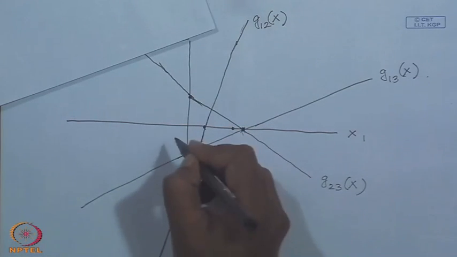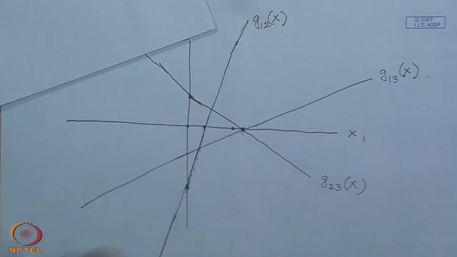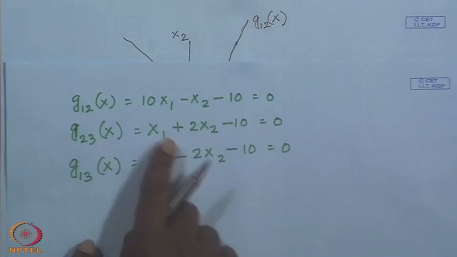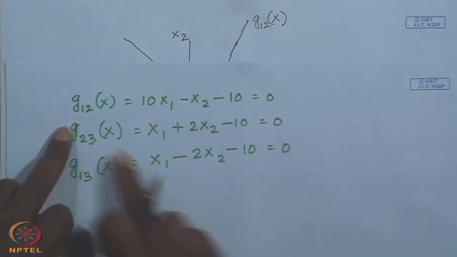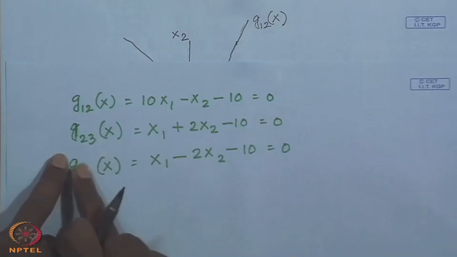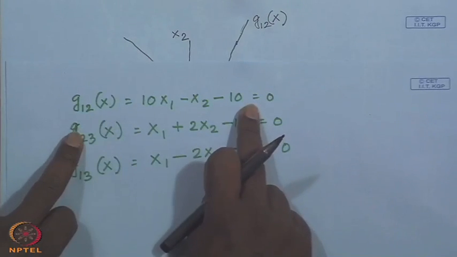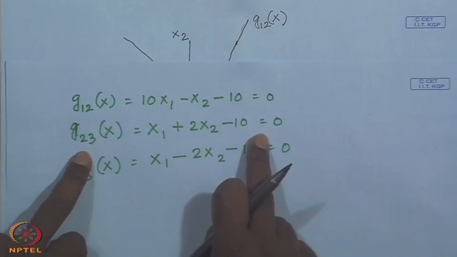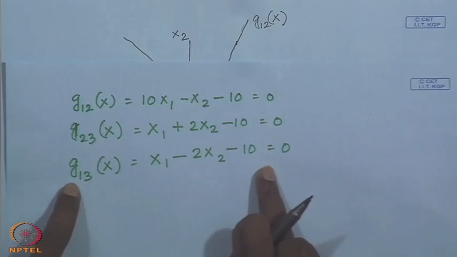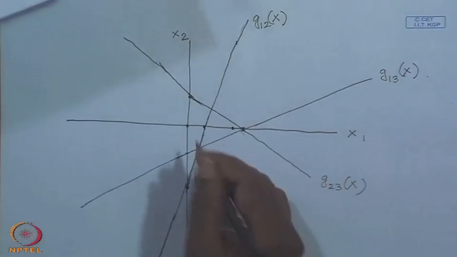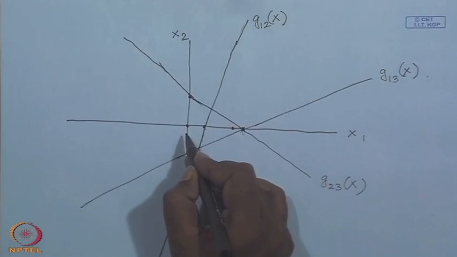Now, let us put the point (0, 0) into each of these discriminating functions. For (0, 0), you find that g12(x) will be negative, g23(x) will be negative, and g13(x) will also be negative. So, that means this origin lies on the negative side of each of these planes.